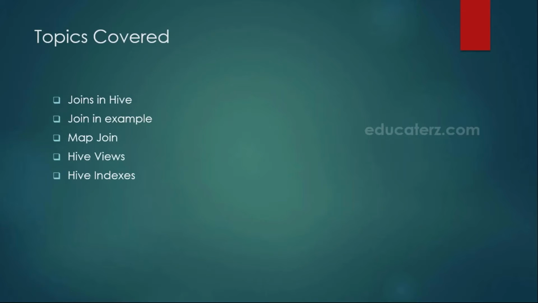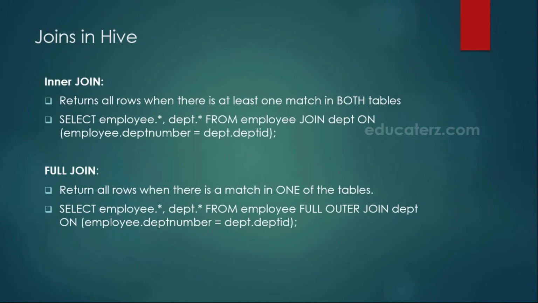In this module, we are going to discuss joins in Hive, join examples, map join, Hive views, and Hive indexes. Joins in Hive. Similar to SQL, here also we have different types of joins such as inner joins, full joins, left outer joins, right outer joins. Different types of joins are available. Based on our requirement, we can specify what kind of join we want to use.